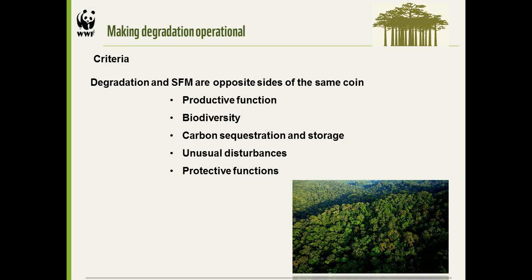And these 5 criteria include productive function, which is basically a measure of the production of goods and services that are valued that are coming from the forest. Biodiversity, which we largely consider at the kind of species level. Carbon sequestration and storage. And unusual disturbances, and I'm going to talk a little bit more about that one later because it's a bit of an odd one compared to the others. And then protective functions, which are the functions that the forest does from an ecosystem perspective by maintaining soils, maintaining water, and so on.